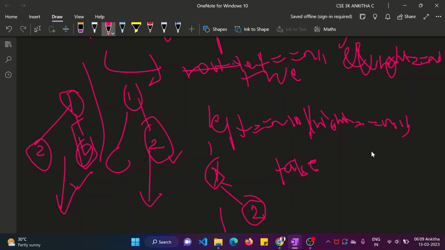Similarly, if you take right equal to null, then you will have only left node, no right part. If you mirror this, no right node is present. So 2 and null, which is not equal to null. Hence, this is not a symmetric tree and you return false. So this is the second condition. First condition is only the root node present. Second condition, either left or right part is null.